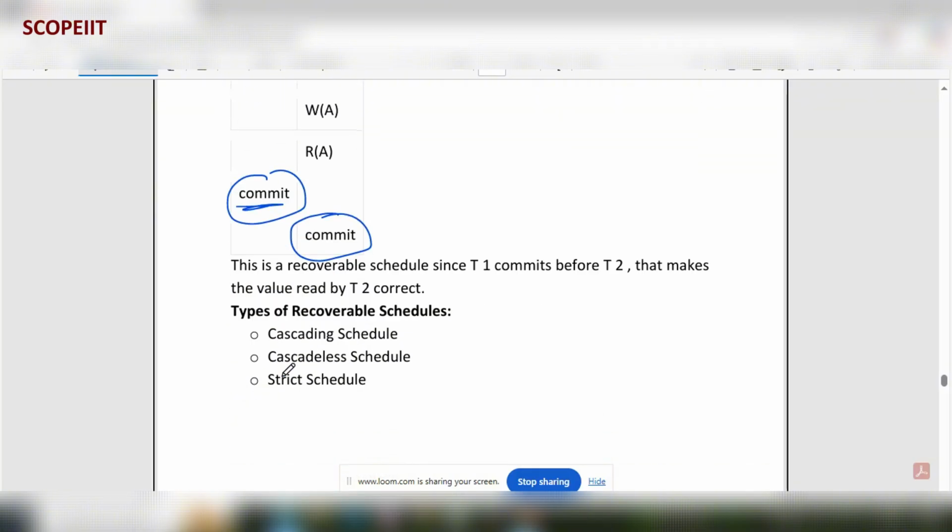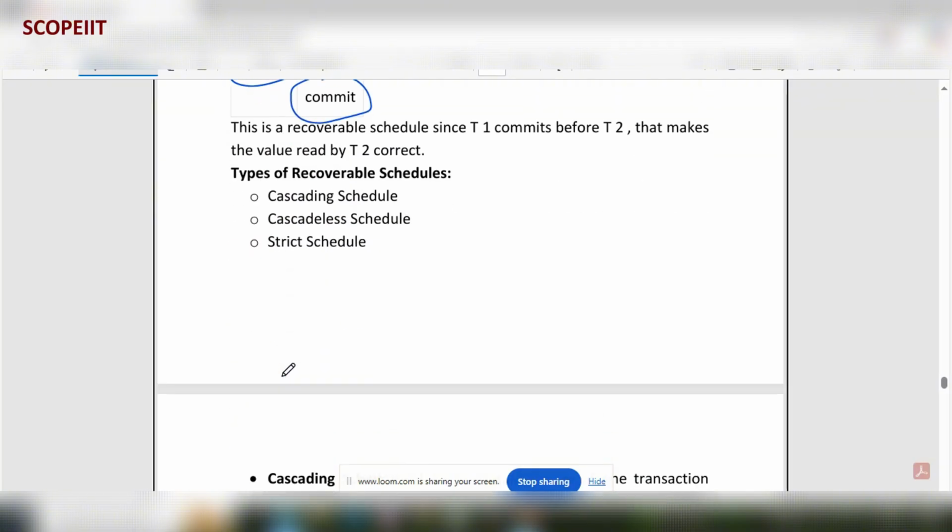Now recoverable schedule is again of three types. You can say cascading schedule, cascadeless schedule and strict schedule. Now what do you mean by cascading schedule?